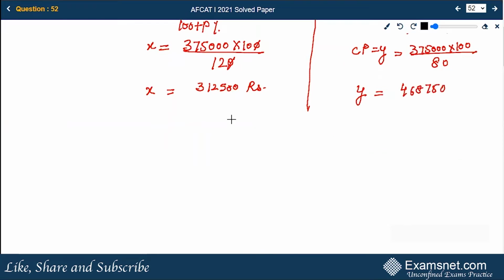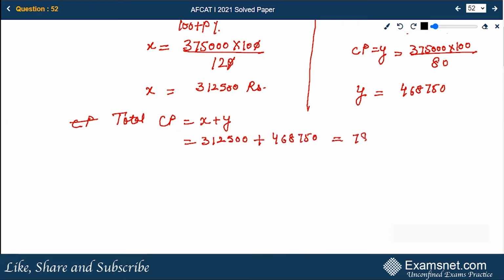And in the second case, the value of Y will be 4,68,750 rupees. Also, you are given now, what is the total cost price? Total cost price is X plus Y, which is equal to 3,12,500 plus 4,68,750, which makes it 7,81,250 rupees.